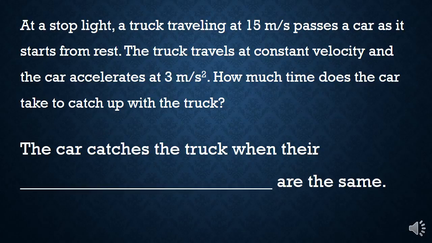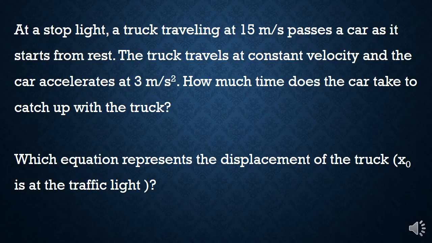So first, we need to figure out kind of what we need to solve for. So the car catches the truck when their blanks are the same. Do they need to be going the same velocity? Do they need to have the same acceleration? Does it need to be the same speed? What needs to be the same for the car to catch the truck? So we know that the car catches the truck when they're in the same position at the same time. So that means they'd have the same displacement if we let our time t equals 0 right at the stoplight.